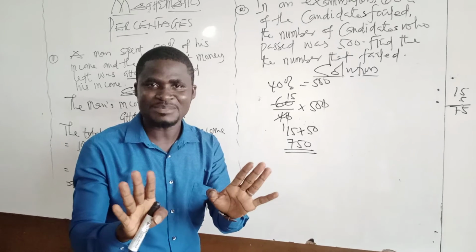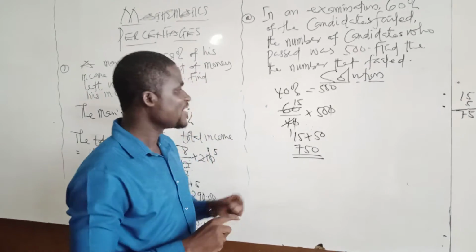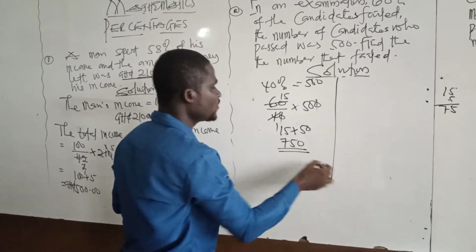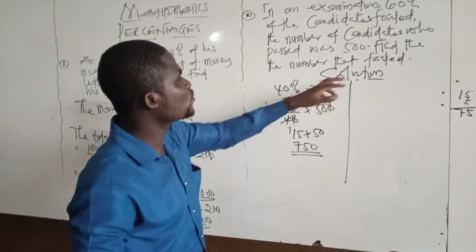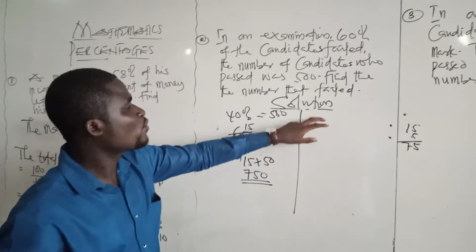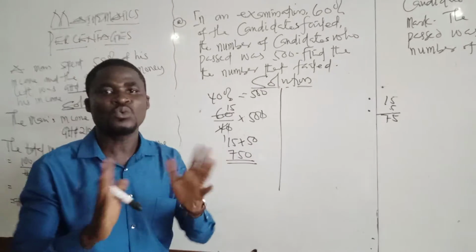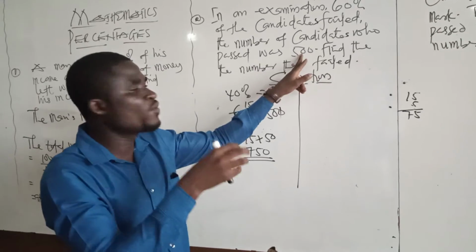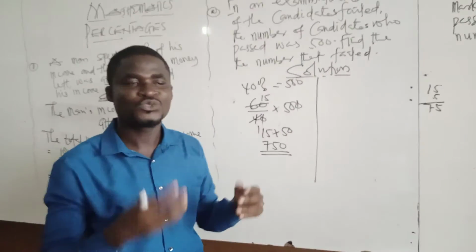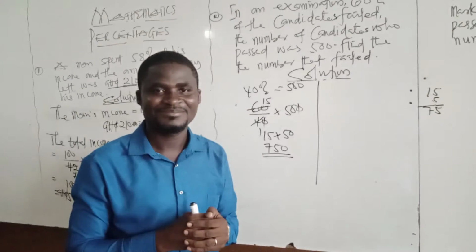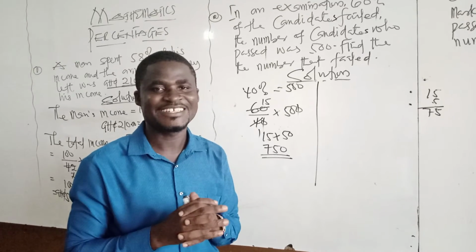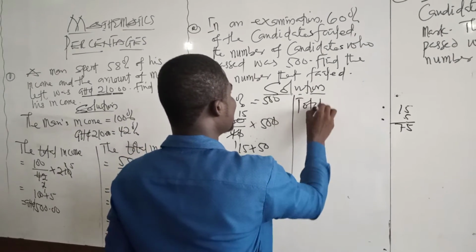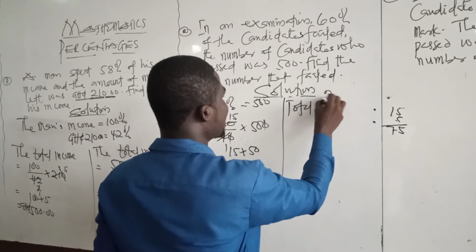And you are getting all the steps. Good. You can also do it this way. Go and find the total number of candidates who wrote the examination. Then after that, you subtract those who passed from it to get those who failed. Math is very interesting. Now, another method, okay? Second method.